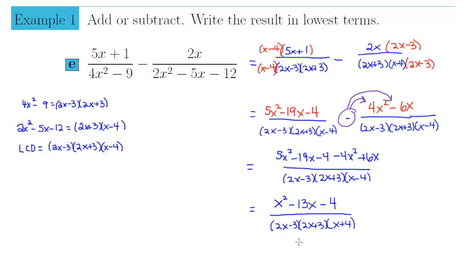Is there anything that cancels? Well, in order to cancel, we'd have to factor the top. And you know what? X squared minus 13x minus 4 doesn't factor. So there's nothing that can be canceled from numerator and denominator, and that means that's our final answer. Our final answer is x squared minus 13x minus 4 all over 2x minus 3 times 2x plus 3 times x minus 4.